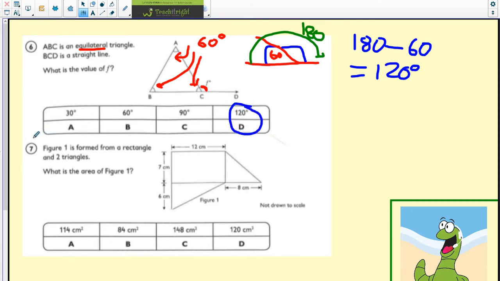7. Figure 1 is formed from a rectangle and 2 triangles. What's the area of figure 1? Well, I'm just going to work out the area of the individual pieces. So the area of my middle is going to be 12 times 7, that's 84.